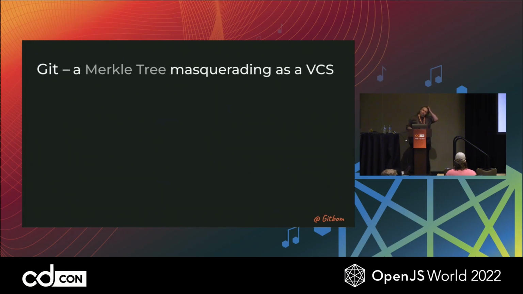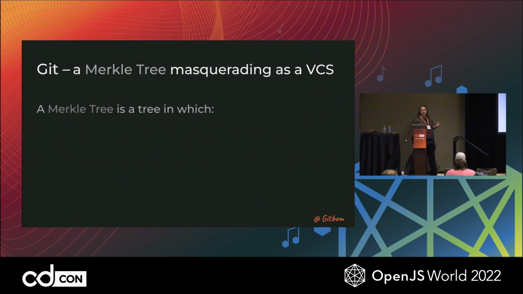So Git is a little deceptive. Git's not actually a source code management system. How many of you thought Git was a source code management system? It's not really. It's an object store or a Merkle tree masquerading as a source code management system. Because it turns out these are both very useful things for doing that.